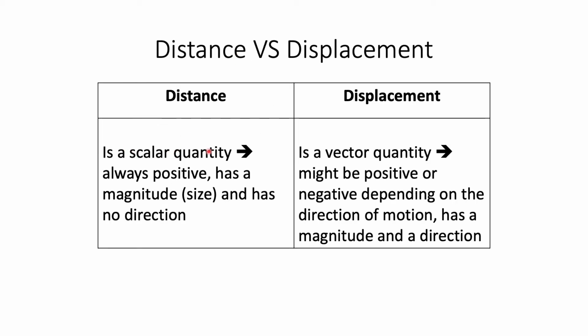Distance is a scalar quantity, which means that it is always positive, it has a magnitude or a size, and it has no direction. While displacement is a vector quantity, which means that it might be positive or negative depending on the direction of motion and has a magnitude and a direction. Let's see this in a problem.